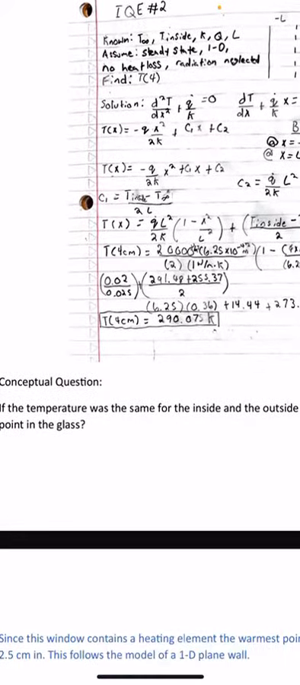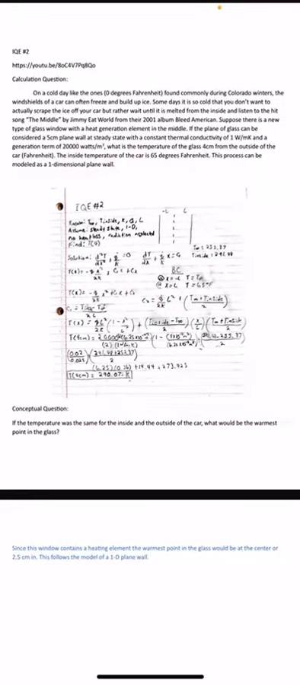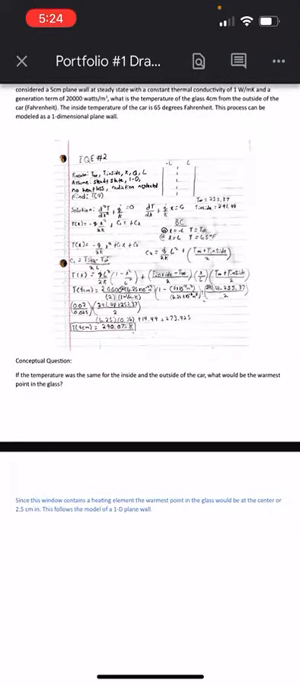And then the conceptual question is, if the temperature was the same inside and outside the car, what would be the warmest point in the glass? And this would be right in the middle of the glass, as this is a one-dimensional plane wall with a heat generation element, and the temperature would peak in the middle of the glass.